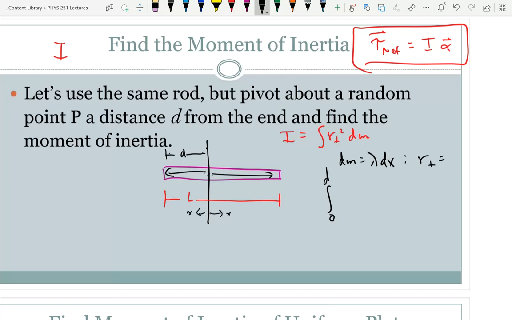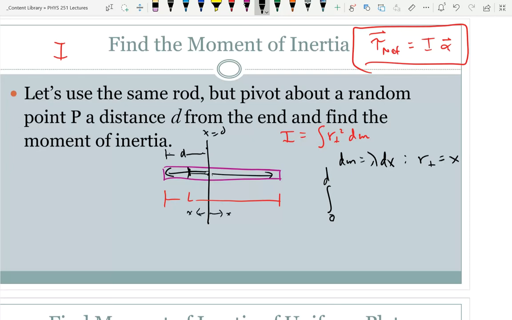How is your R perpendicular just X? Because if that's X equals 0, then if I go out here, my distance perpendicular is whatever that X is. If my origin is at the axis of rotation, then my R perpendicular is just how far I am from the origin, because we're one dimensional.